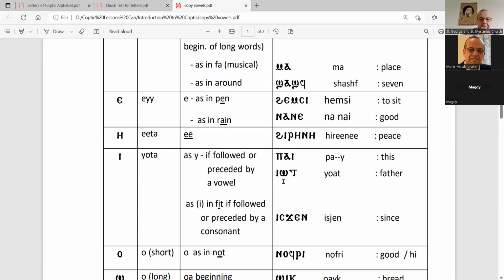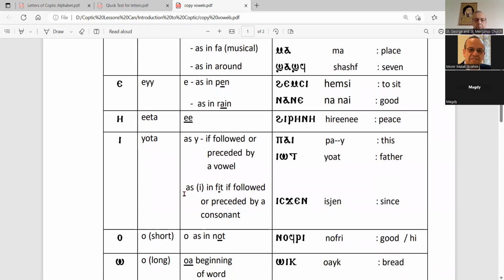The vowel here is the omega. I have chosen here the word yot. So that's an iota, which we shall pronounce as Y, omega, and the tav, T. It's yot. That's how we can read it, yot, meaning father. And we hear it when we say, pen yot, our father.